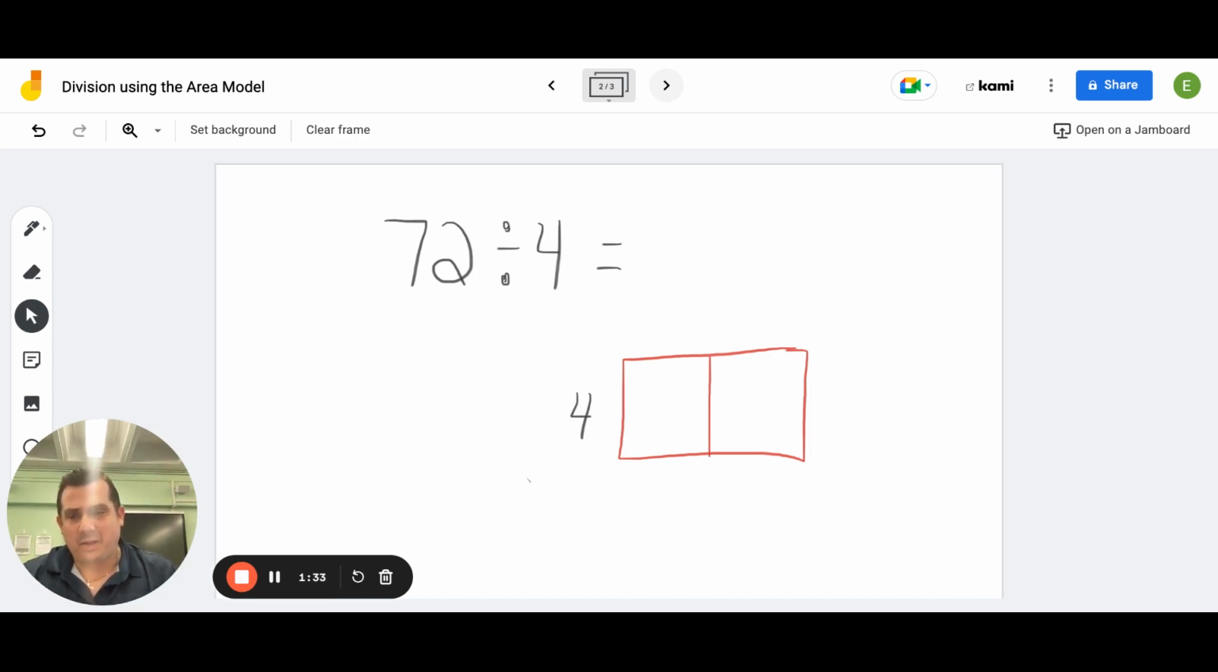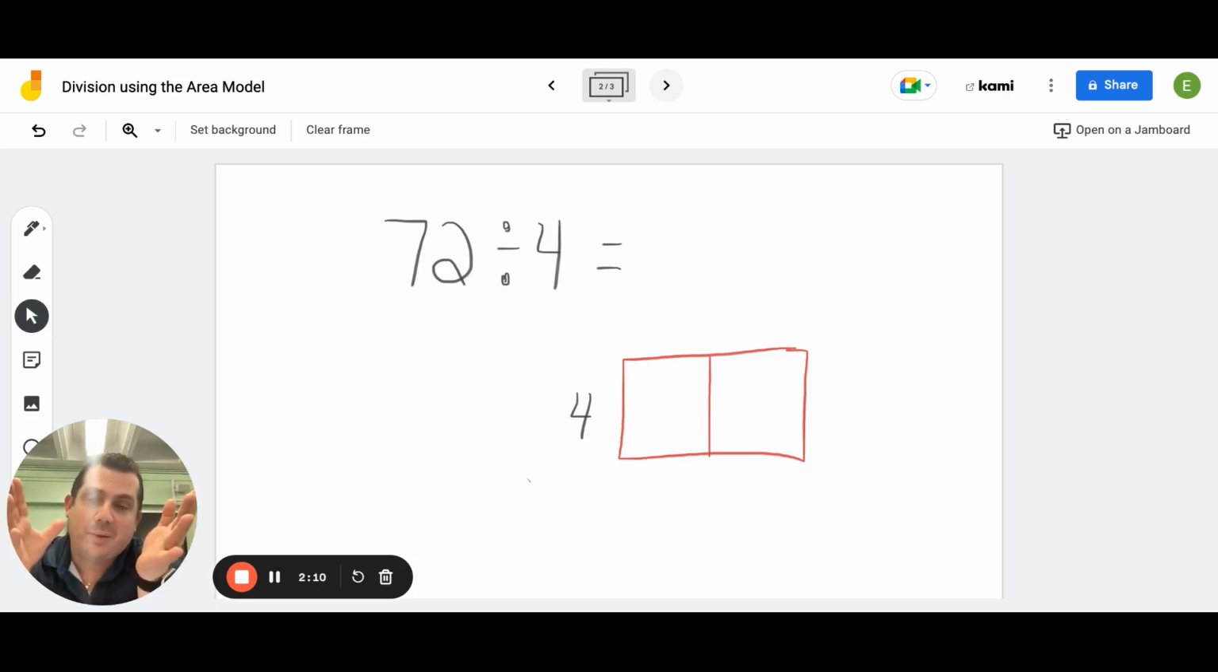So if I'm not going to do long division, what I'm going to do here is say, okay, this is what we used to call partial quotients, but now it's using the area model, but they're very similar to each other. Since I know my 4 times table, but I don't know my 4 times table all the way up in the 70s, I want to break up 72 into two smaller, friendlier numbers that are divisible by 4.